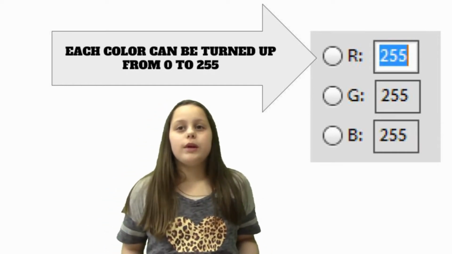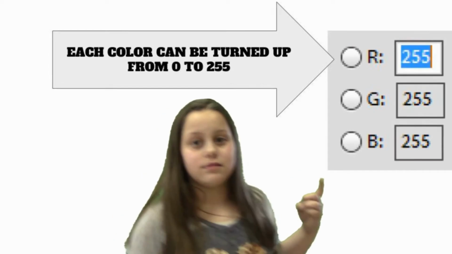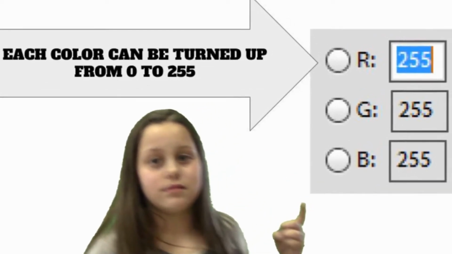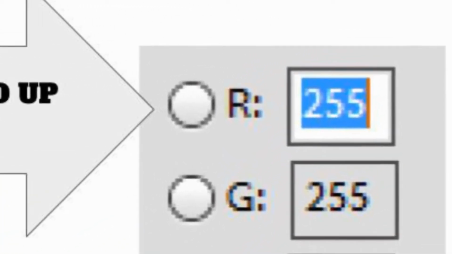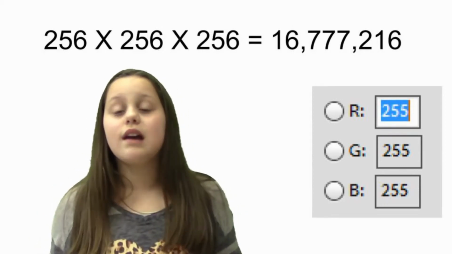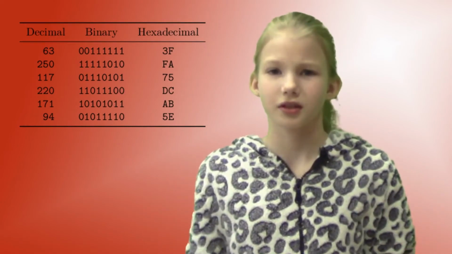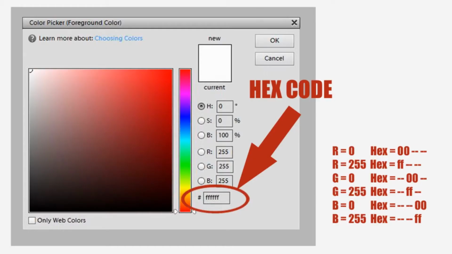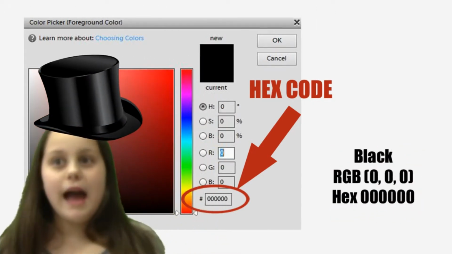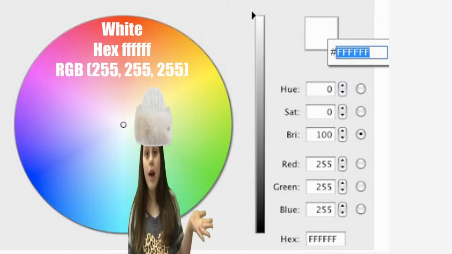Let's look at what happens to a color when we turn the volume up on our different LEDs. There are over 16 million combinations that make unique colors. But what about the hexadecimal code? Instead of using 10 digits, this lets a computer use hex, or 16 digits. Black, all red, all green, all blue, white.